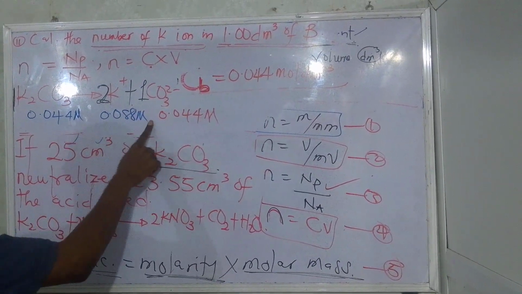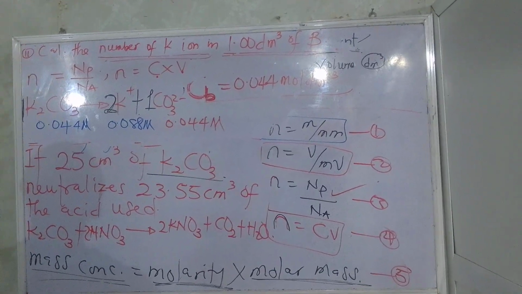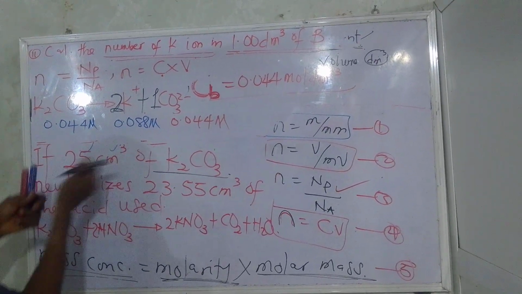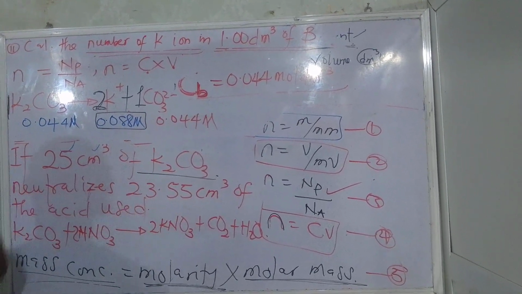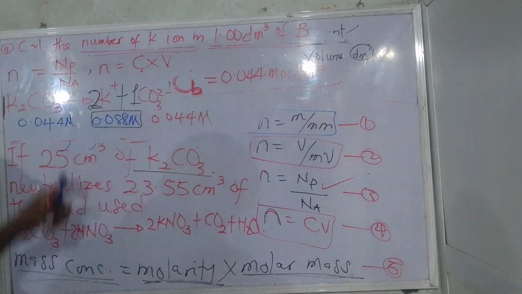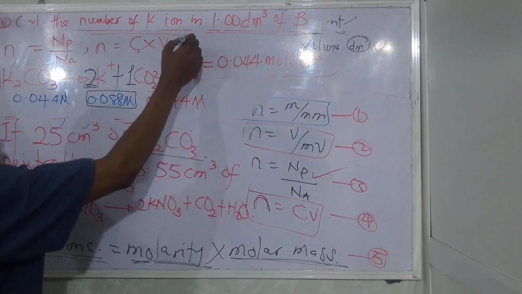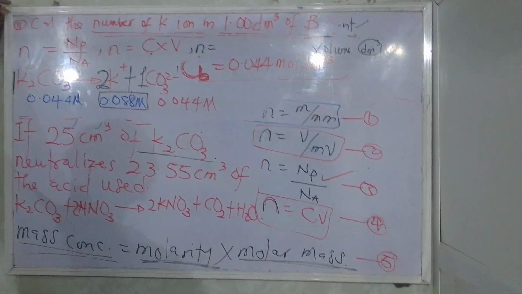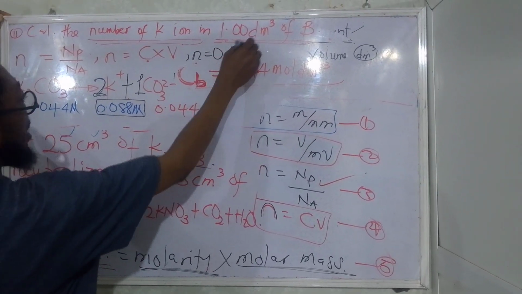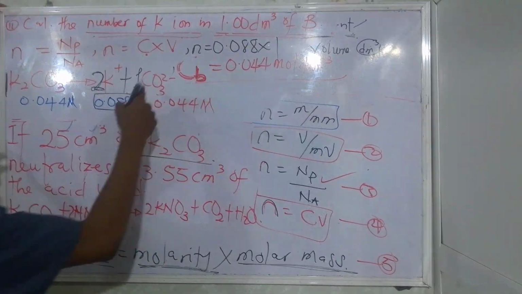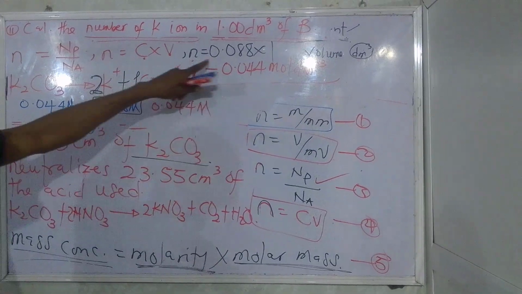The molarity of the potassium ion is this. So what is going to happen? We automatically use this concentration multiplied by the volume, right? And we get the number of mole. So that's what I'm going to do here. So from what I have here now, can I say that the number of mole equals the concentration, 0.088, multiplied by the volume, 1 dm cube?